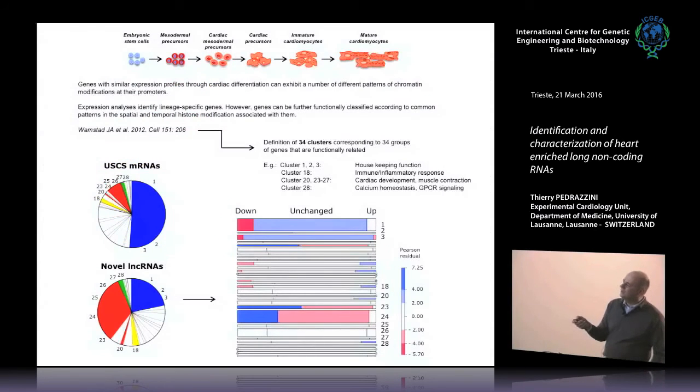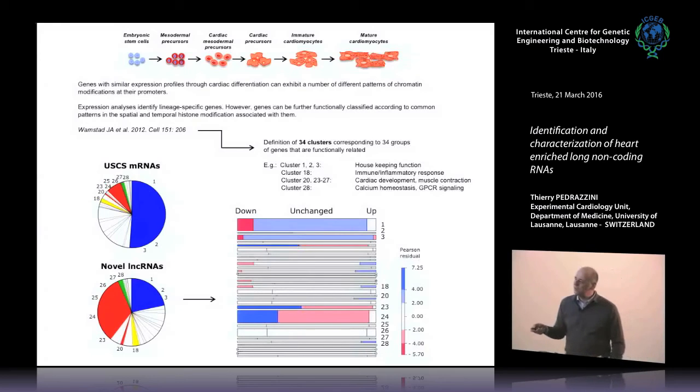So it's exactly what we did. And so this is what we have found for the messenger RNA. You see that a large proportion of the transcripts are associated with housekeeping function. The situation is very different for the novel long non-coding RNA. Now, they fall into this cluster that defines function in the heart and development of the heart. And this really supports a function for this long non-coding RNA transcript.